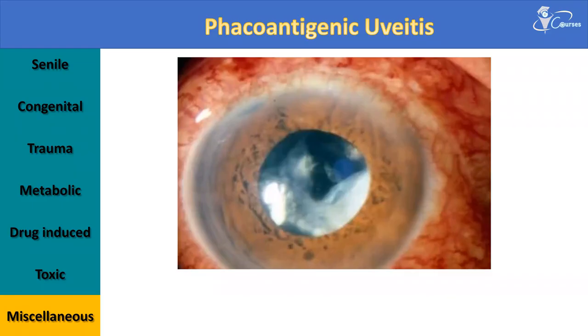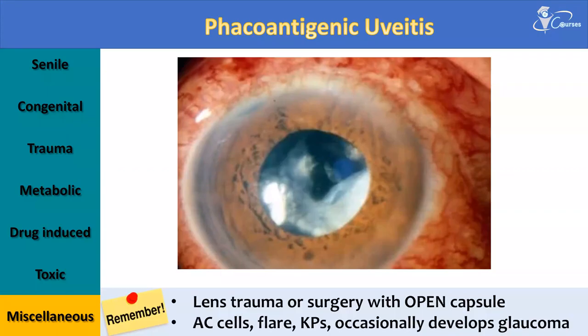And finally, phacoantigenic glaucoma, where there is an opened lens capsule. It is not intact; it is lens trauma or surgery with an open capsule. This results in exposure of the immune system to these lens proteins, resulting in uveitis and glaucoma. So there will be anterior chamber cells, flare, keratic precipitates, occasionally developing glaucoma. This happens after trauma with an opened lens capsule. This is also asked in the cataract section.